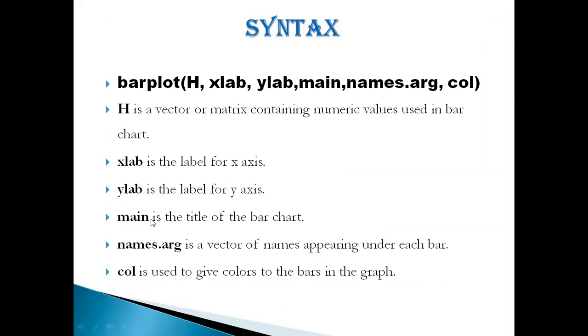And main, as in the pie chart, is used to give the title of the bar chart. And names.arg is a vector of names appearing under each bar. Apart from the x-axis, this particular argument is used to name each bar. Then col is the same as in the pie chart, used to give colors to the bars in the graph.